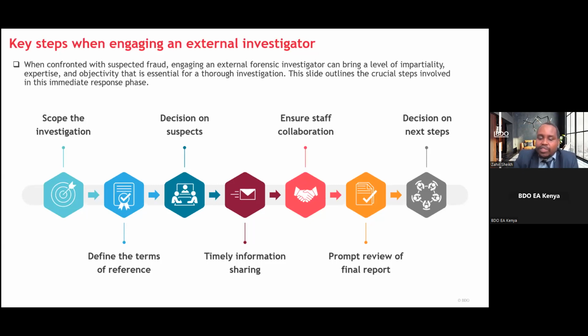So a prompt review of this report is key, because it will allow you to make the key decisions after this and stop any future forms of fraud. And the last thing is to decide on the next steps. You need to evaluate the findings and the recommendations and decide on the appropriate actions your organization should take, whether it is pursuing criminal charges, initiating internal disciplinary measures, or even filing a lawsuit with a service provider.